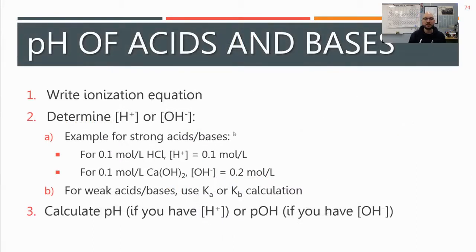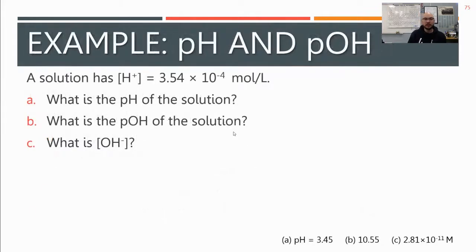So pH of acids and bases. When we do these, we have to write the ionization equation, and determine the H plus concentration using a Ka calculation if we've got a weak acid. If we've got a strong acid, then the concentration of H plus is equal to the concentration of the initial acid, right? So it breaks down 100%. 100% forms those ions. So let's take a crack at this one.